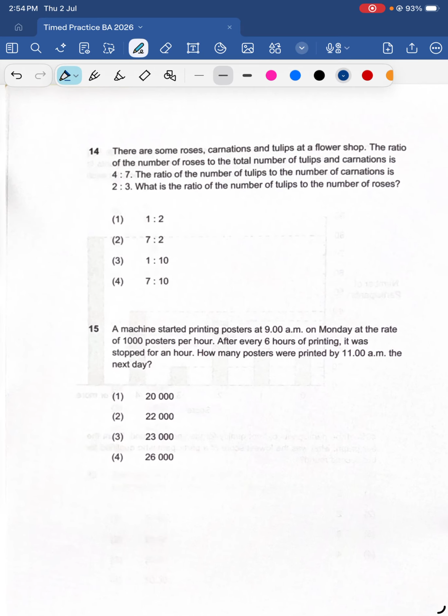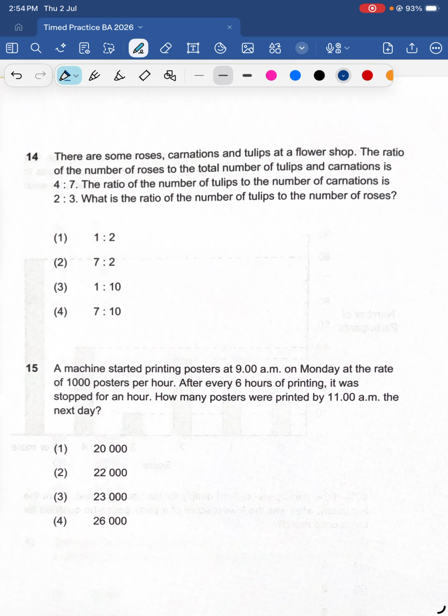Now, let's take a look at question 14. There are some roses, carnations, and tulips at a flower shop. The ratio of the number of roses to the total number of tulips and carnations is 4:7. The ratio of the number of tulips to the number of carnations is 2:3.